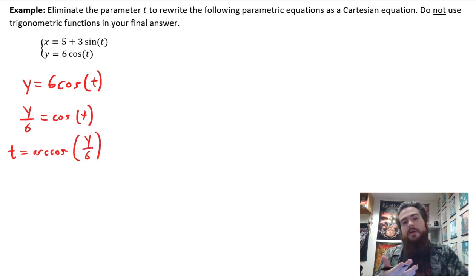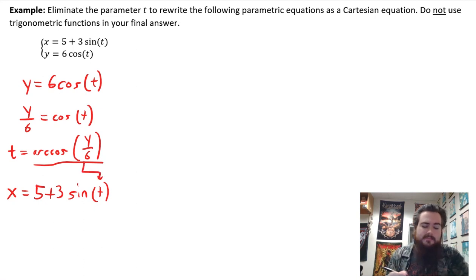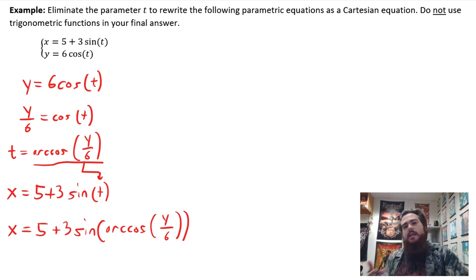I now have t as a function of y, and I can try to plug that into the other equation, x equals 5 plus 3 sine of t. I can plug this in for t, and what that would look like is x equals 5 plus 3 sine of arc cosine of y over 6. Now that's what we would do if we would simply isolate the variable t and then try to get a function of just x and y.